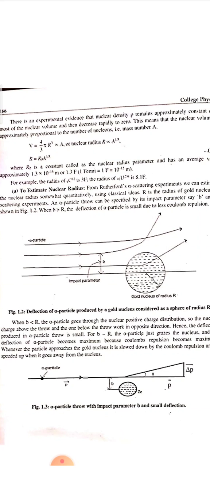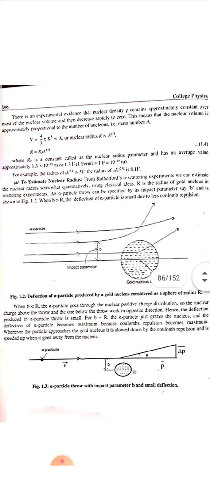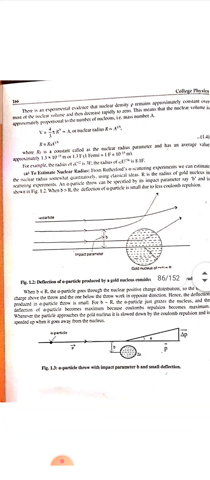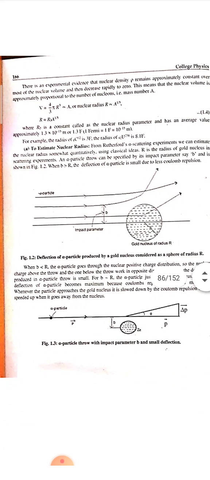Our nuclear radius is r is equal to r0 A raised to 1/3, that is, the nuclear radius is directly proportional to A raised to 1/3. Here you can see how the nuclear radius has been calculated, or say estimated.